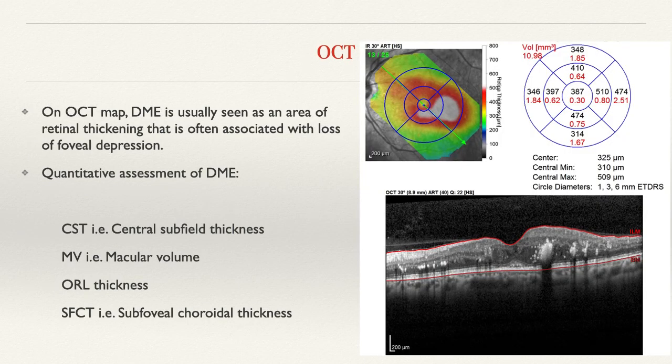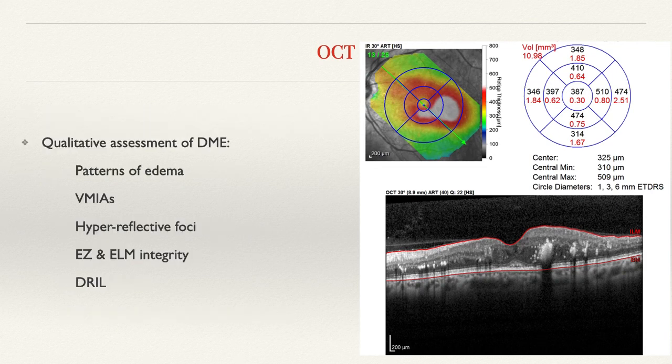On OCT maps, diabetic macular edema is usually seen as an area of retinal thickening that is often associated with loss of foveal depression. Quantitative assessment of diabetic macular edema on OCT includes the measurements of central subfield thickness, macular volume, thickness of outer retinal layers, and subfoveal choroidal thickness, while qualitative assessment includes the pattern of edema, the presence of vitreomacular interface abnormalities, presence of hyperreflective foci, and the integrity of both outer and inner retinal layers.